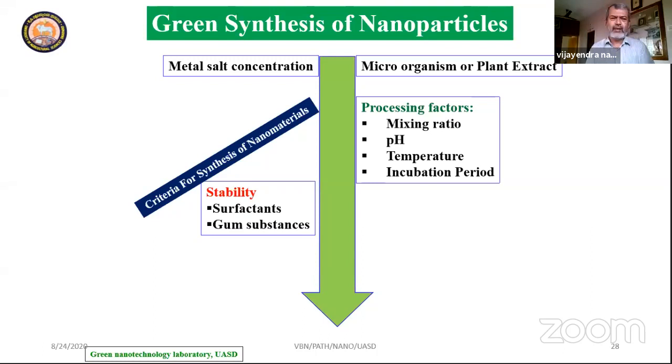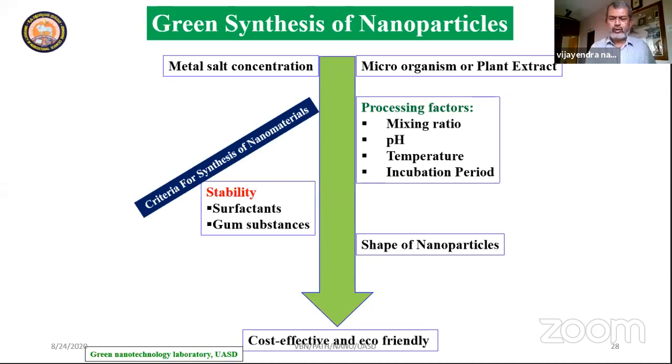Afterwards, you can find the shape of the nanoparticles. It is cost effective and eco-friendly. I would like to say one practical thing: in green synthesis, the exact size cannot be achieved compared to chemical synthesis. With chemicals, every particle can be of the same size. But in green synthesis, some variation is bound to occur, and you have got so many other chemicals involved in the reaction to a greater extent.